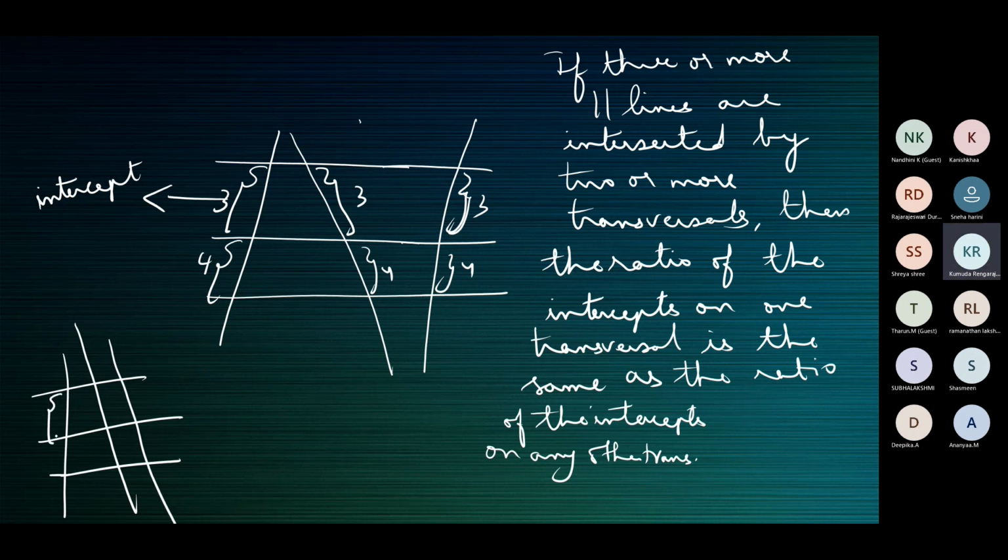Now this is an intercept. Intercept is the portion of the transversal between two parallel lines. So if the ratio of this intercept is say like 7:8, this also will be 7:8, this also will be 7:8.